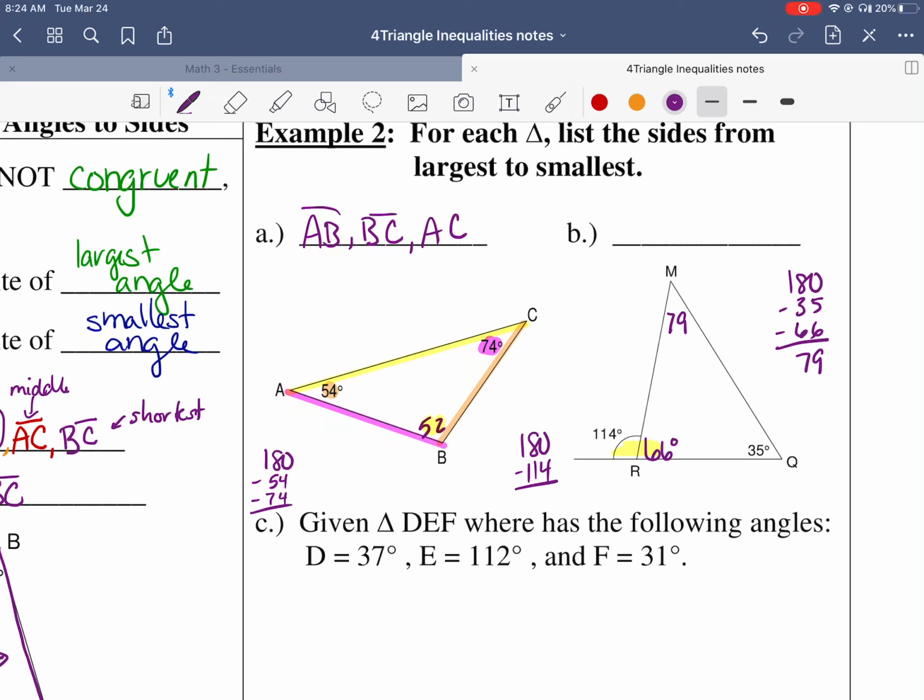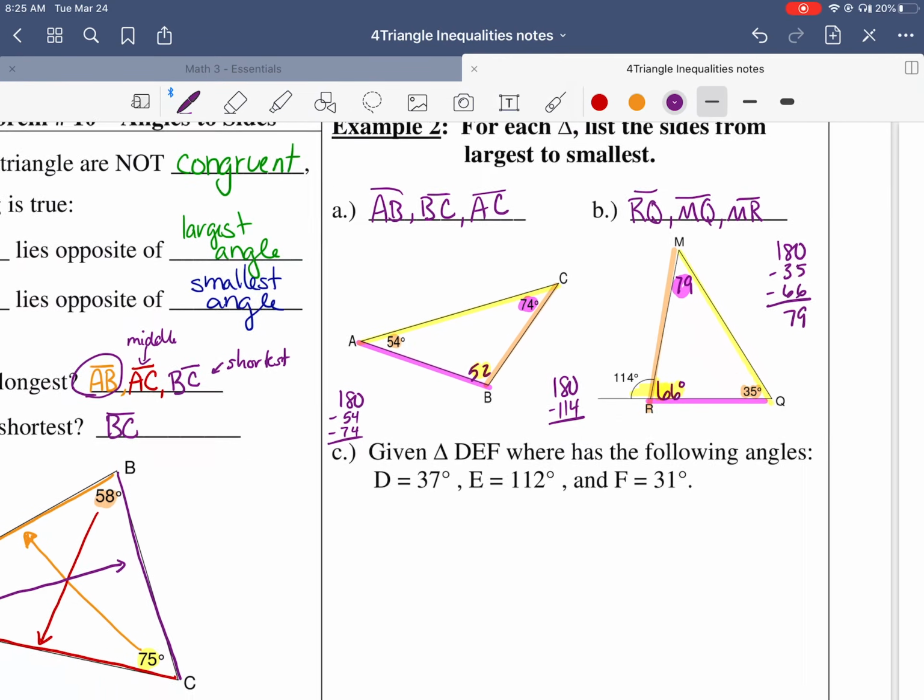And we can use the same rules we've been following. Largest angle is across from the largest side, which is RQ. Next largest is 66, which is across from MQ. And last but not least, 35, which is across from MR.